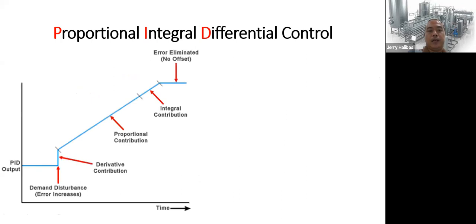Okay, so let's go through the contribution of the proportional, integral, and derivative respectively. In your PID output, the first to react is the derivative or differential control, because it can predict the future direction of your error, whether it is going up. So the first output is actually the derivative output, then followed by the proportional, which is in fact linear, then lastly by the integral. Integral is to eliminate or minimize the offset error.